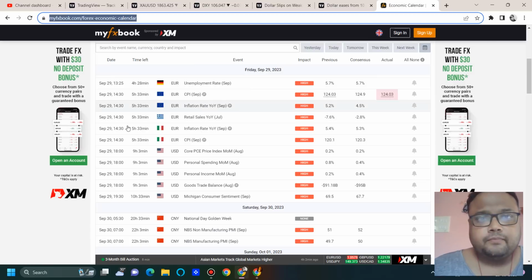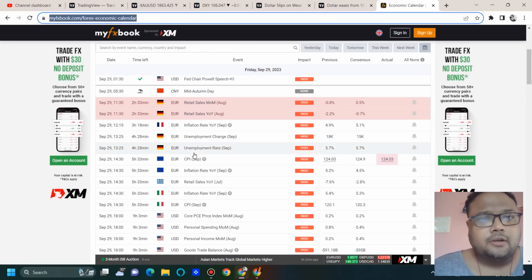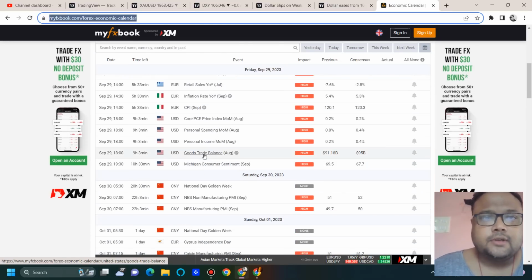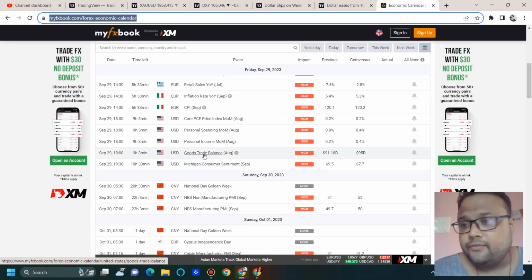So today, this is the economic calendar. You can see we have news coming up on the US dollar again in the US session, so be careful. Market will be volatile again.